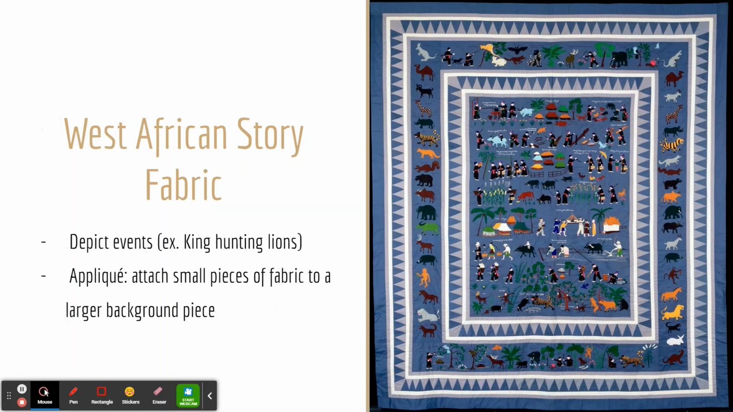West African story fabric. They depict events, for example, a king hunting lions. They make the story fabric by attaching small pieces of fabric to a larger background piece, and that is called applique. On the right is a very complex and beautiful image of a story fabric.